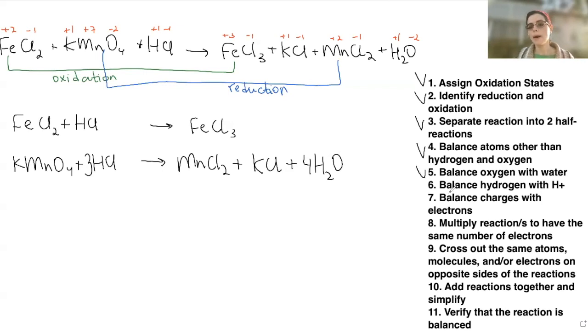Done. Now balance hydrogen with H+. Here we have 1 hydrogen, here we have none, so I'll add H+ to the side. Let's see here. It's a little bit more complicated because here we have 8 hydrogens, and here we have 3 hydrogens. So let's add 5 H+. And you see I'm already running out of space, happens every single time. Yeah, so I've done that.